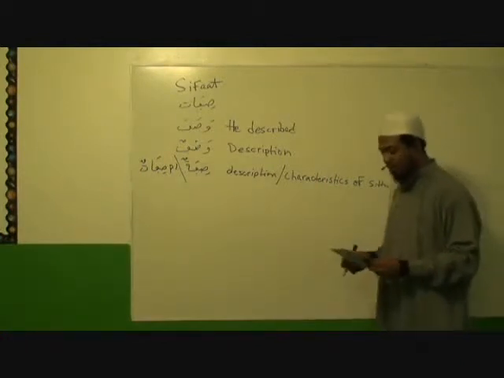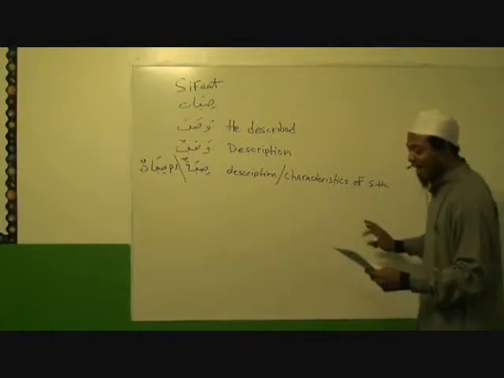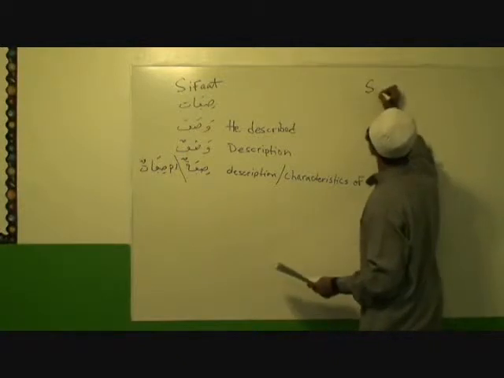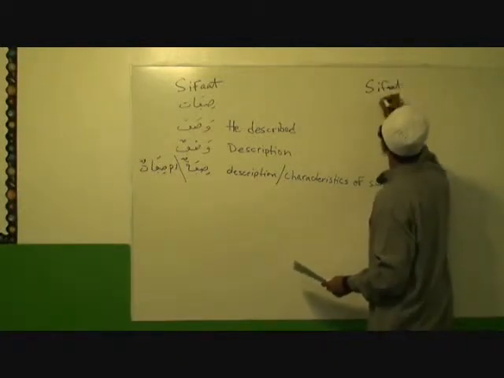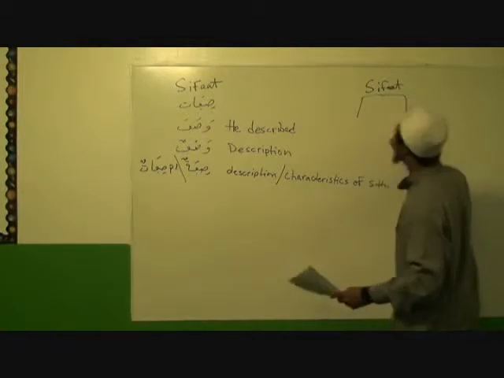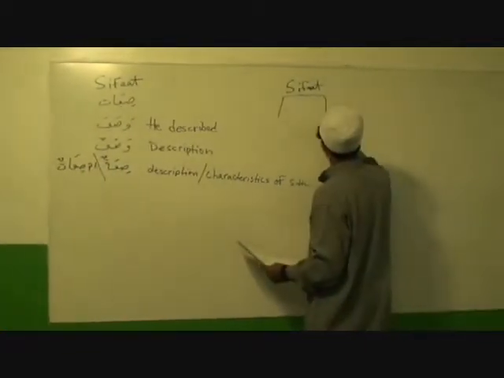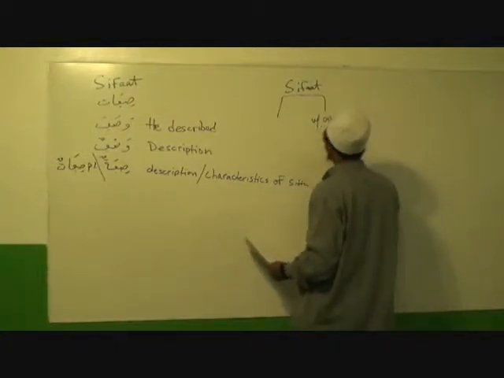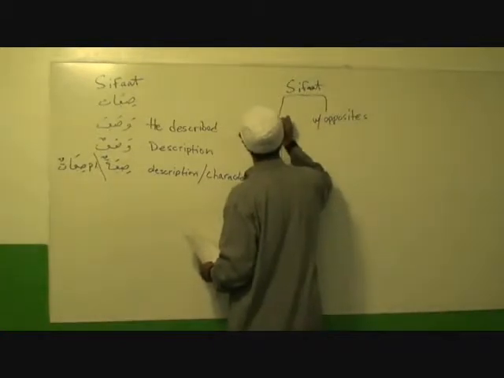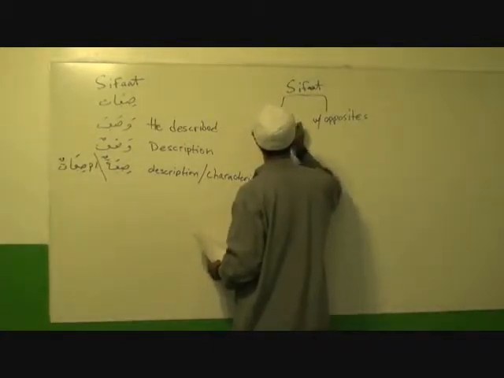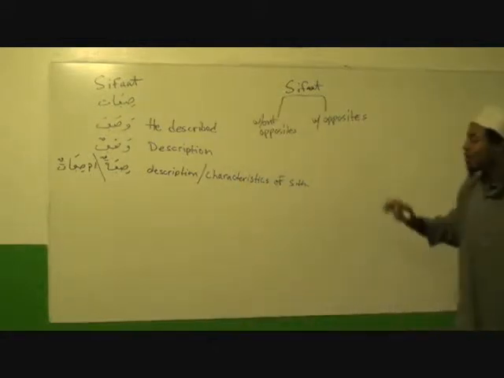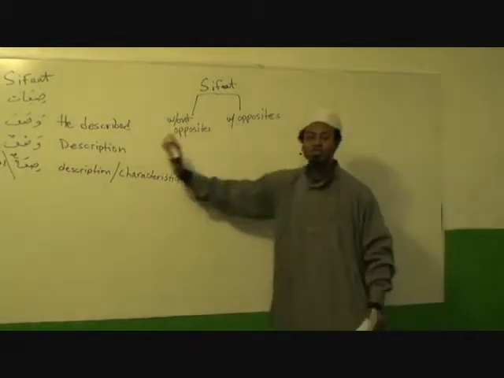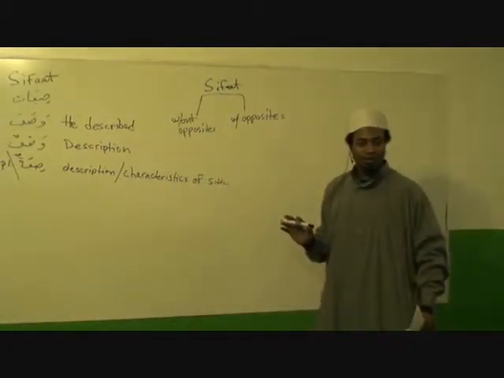Okay, hopefully it does. Now, the sifat are of two types. How many types? Sifat are two types. There are sifat with opposites, and there are sifat without opposites. Okay? There are two types of characteristics in a letter. Some have opposites, some do not. Is that understandable?